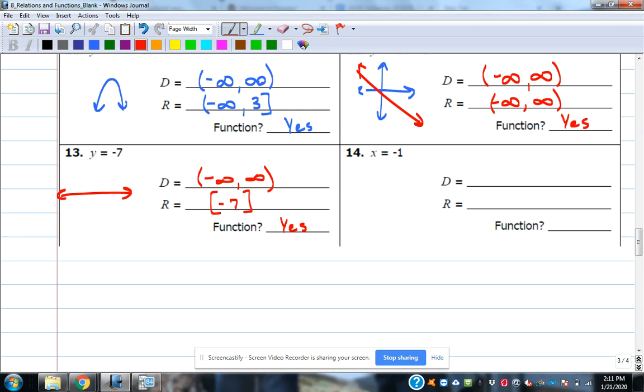Okay. So if y equals a number is a horizontal line, x equals a number is going to be a vertical line. So it's going to look like this. Does that pass the vertical line test? No, because if I lay a vertical line right on top of that, how many times is it touching? All the time, every time. Yeah. So that's a no on the function. What's the domain of that? -1. Same way we did the range on number 13, we're going to do the domain on 14. There you go. Good job.